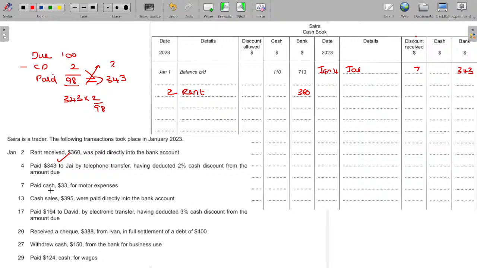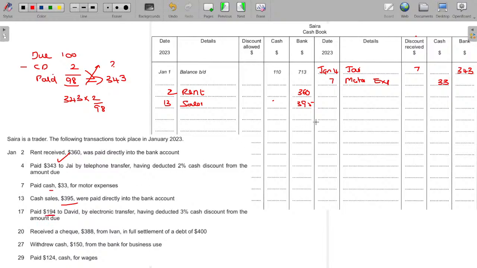Paid cash 33 for motor expenses on this date, 7th. Motor expenses, 33 rupees, cash payment. Cash sales 395 were paid directly to the bank. So on 13th, sales, in cash the value being 395. So in bank, it is 395, directly deposited into the bank account.